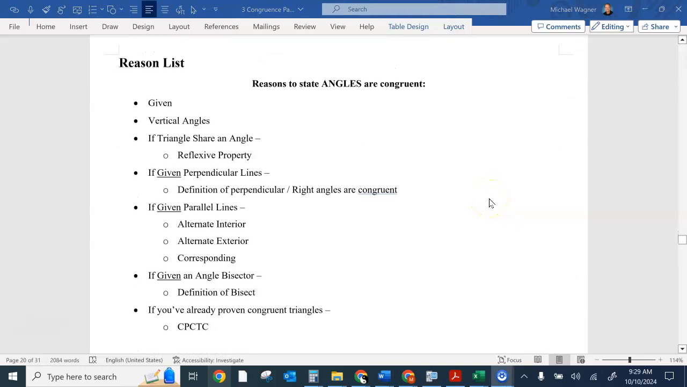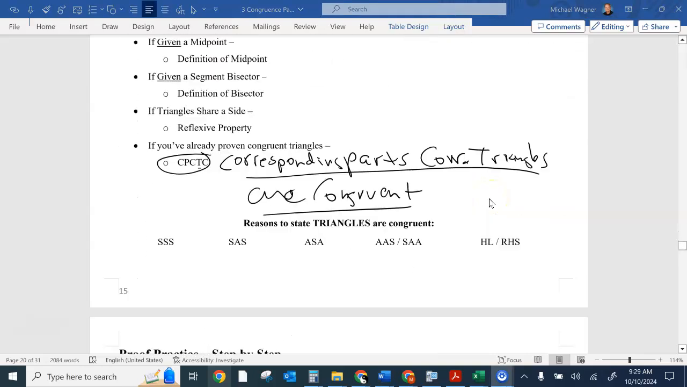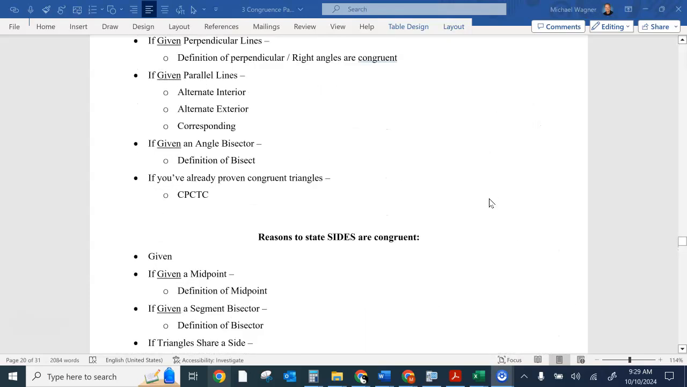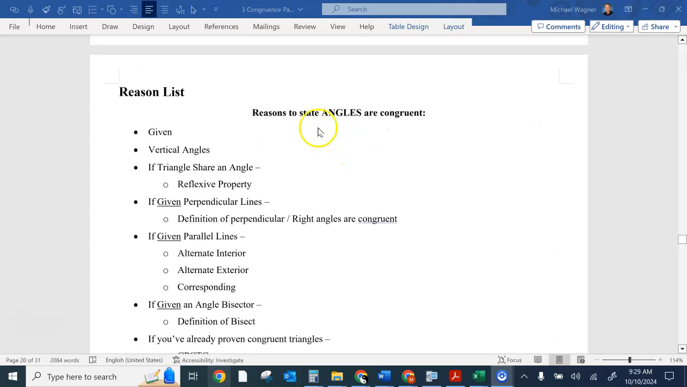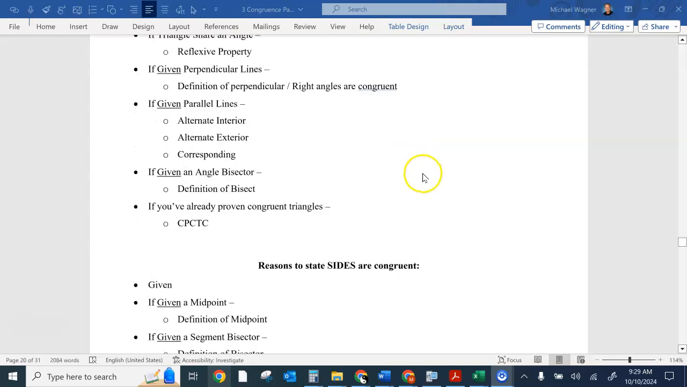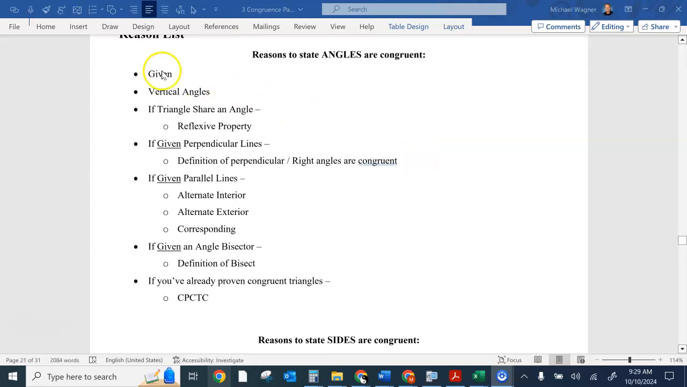So here is a list. So this is going to be something you'll want to refer to when you are doing proofs. Here's all the different reasons to state that angles are congruent. And so you want to take a moment to look over this. Vertical angles, you know about that, right? X and Y. See if I can make this better.